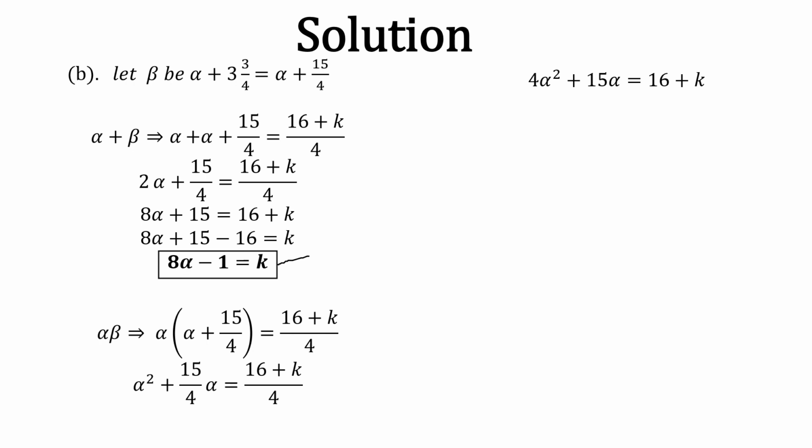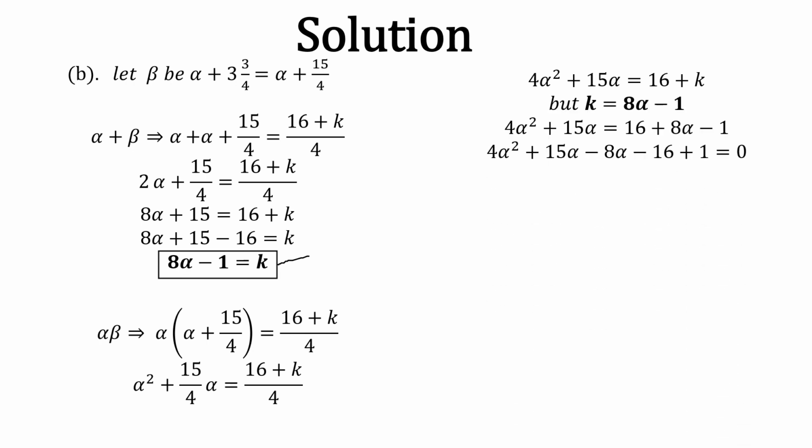If that is so, then we can put that into this equation and get 4 alpha squared plus 15 alpha is equal to 16 plus 8 alpha minus 1. We bring 16, 8 alpha and minus 1 to the other side of the equation, the left hand side. So 16 becomes negative, 8 alpha becomes negative, and minus 1 becomes positive 1.